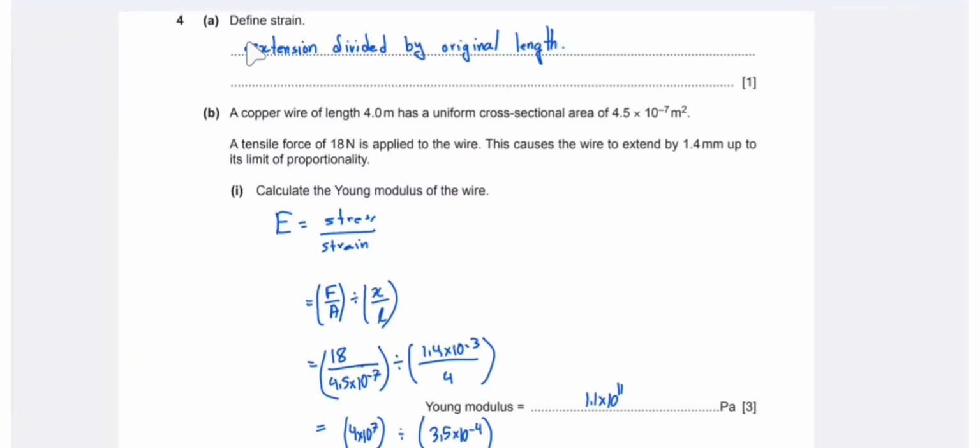Question number 4 part A. Define strain. So strain is the extension divided by original length.